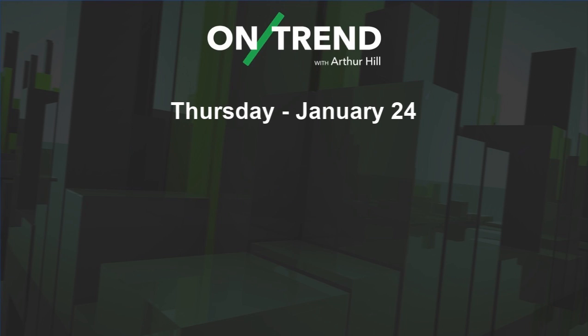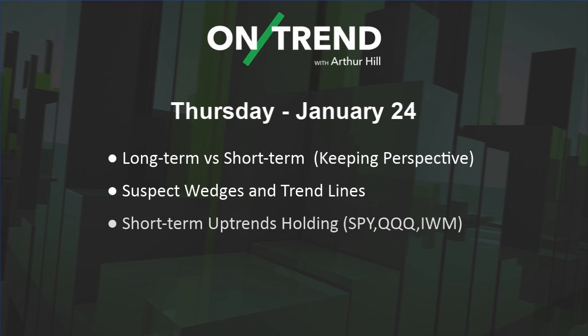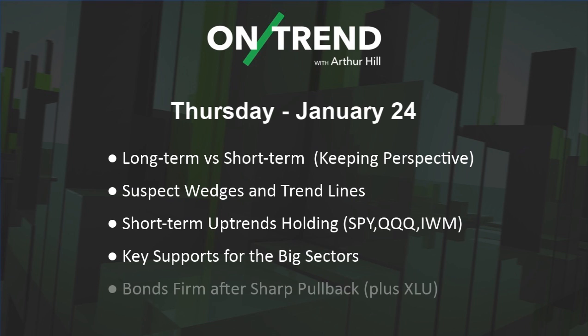So we want to continue to keep things in perspective, so we'll look at the different trends on the different time frames. I'm going to go over wedges and why I view some wedges as suspect and some as more robust, and I'll also rant about trend lines. We'll look at the short-term uptrends in the major index ETFs, as well as mark key supports for the big six sectors. And finally, we'll look at the bond market, which could be turning up.